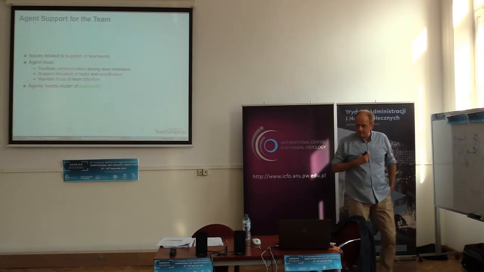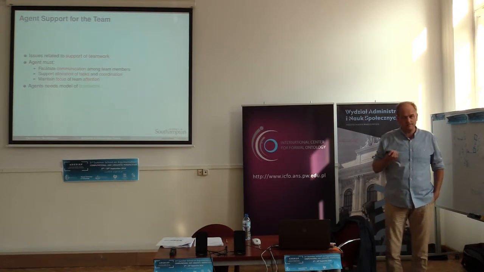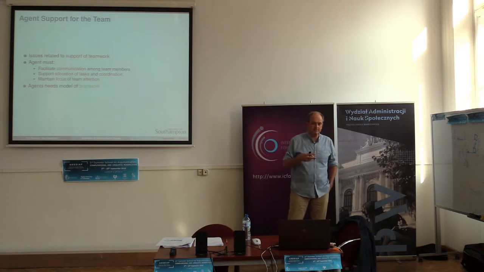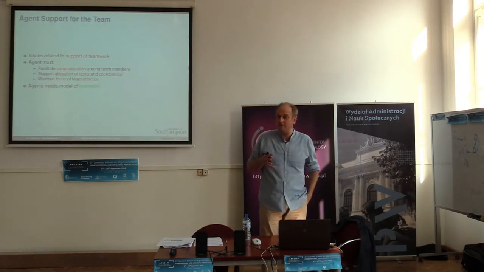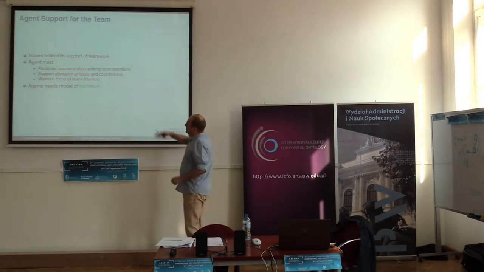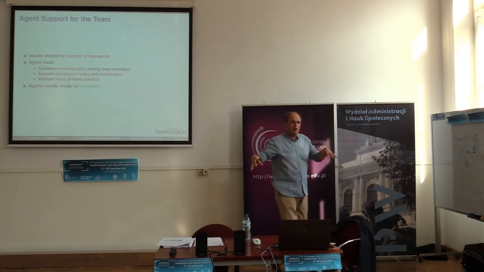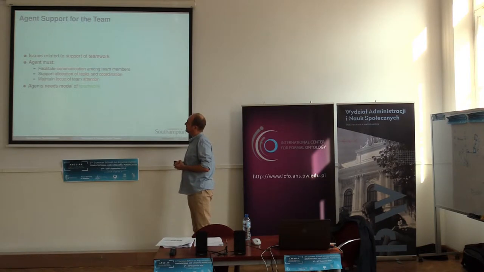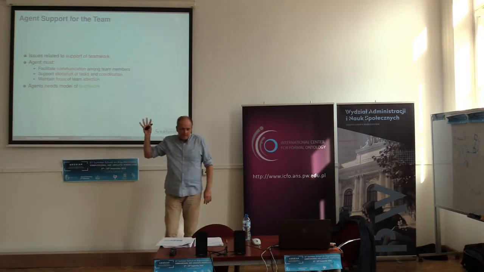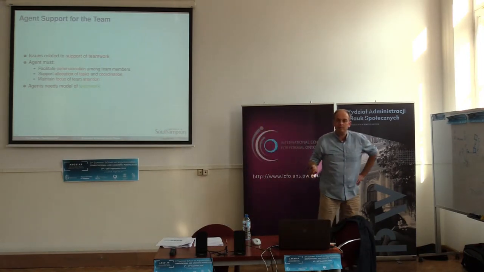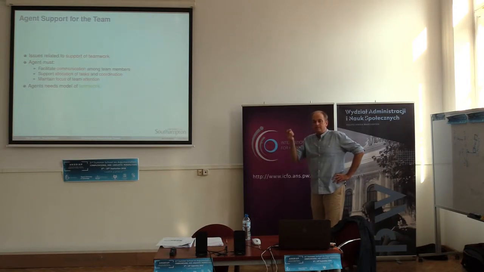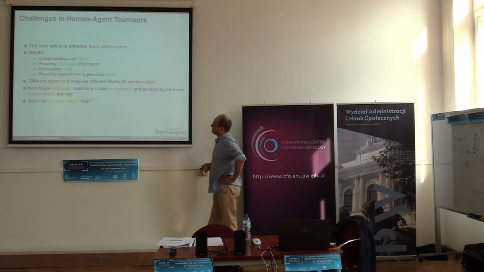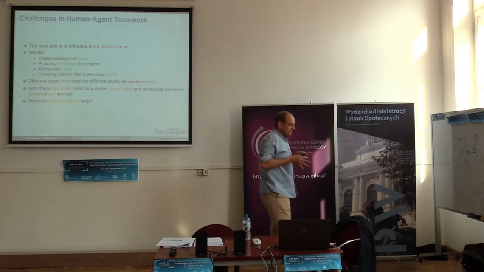We can also think of computational agents supporting the team as a whole. So we can look at agents facilitating communication between team members, supporting the allocation of tasks and coordination of outputs from these tasks. But in order to do this, we need to have some sort of model of teamwork embodied in the agent so that it can use that to support the team as a whole. And another task might be to maintain the focus of attention of the team on a particular problem, or to highlight something that the team hasn't necessarily considered. So a critical question that hasn't been asked. So there are various different roles that the computational agent may play.